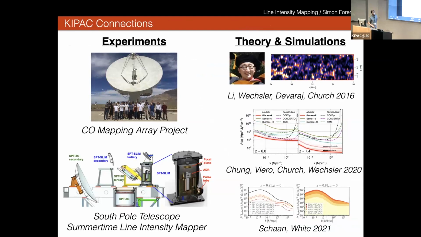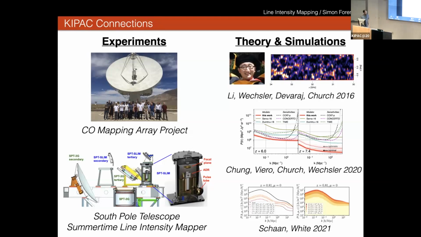On the experimental side, there's some nice participation in experiments like the CO Mapping Array Project, which has outfitted existing radio dishes at Owens Valley here in California with new receivers that can make maps of rotational transitions in carbon monoxide. We already heard a sales pitch from Kirit about the SPT-SLIM project, developing new detector technology that will be mounted on the existing South Pole Telescope to make similar maps.